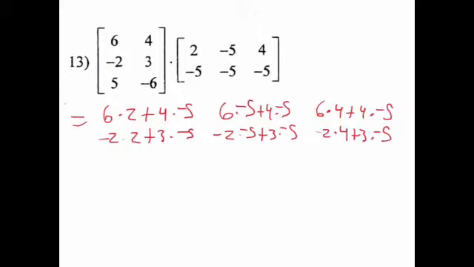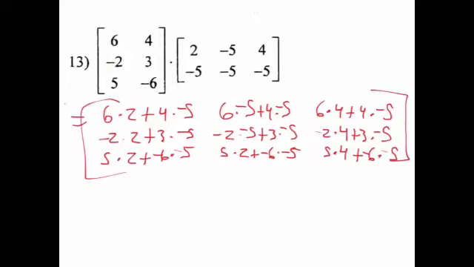5 times 2 plus negative 6 times negative 5, and then 5 times 2 plus negative 6 times negative 5, and then 5 times 4 plus negative 6 times negative 5. And that's all the calculations and stuff we need to do to get this one figured out.